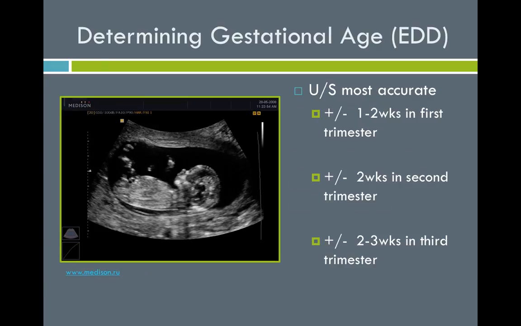So determining gestational age by ultrasound. This is going to be most accurate within the first 1 to 2 weeks of the first trimester. As we move into second and third trimester, it becomes less accurate. So in the first trimester, it is accurate to within 1 to 2 weeks. In the second trimester, it's accurate to about 2 weeks. In the third trimester, accurate to about 2 to 3 weeks.